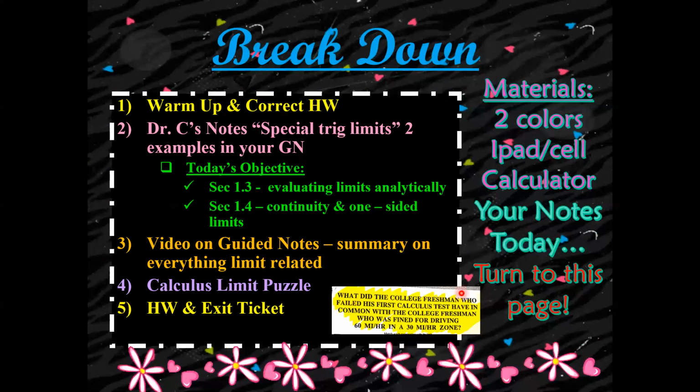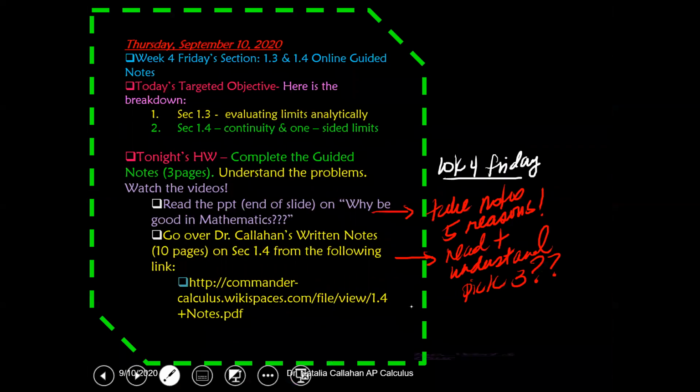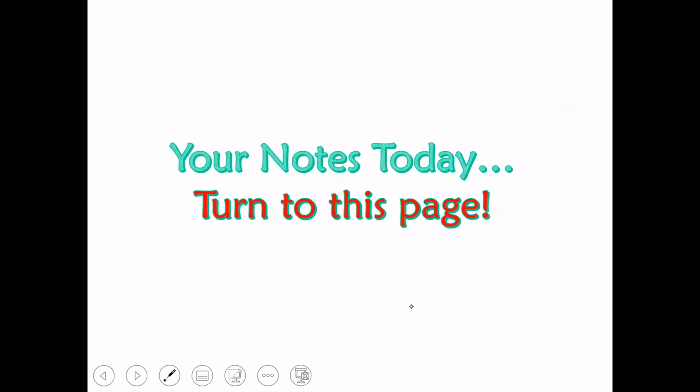It says, what did a college freshman who failed his first calculus test have in common with a college freshman who was fined for driving 60 miles an hour in a 30-mile-per-hour zone? Such a math question, goodness. All right, so with that said, let's continue.